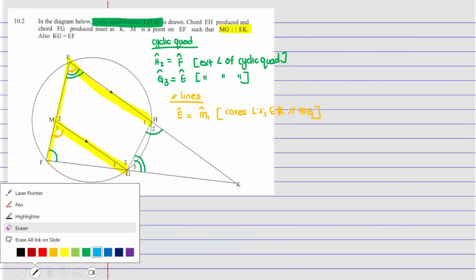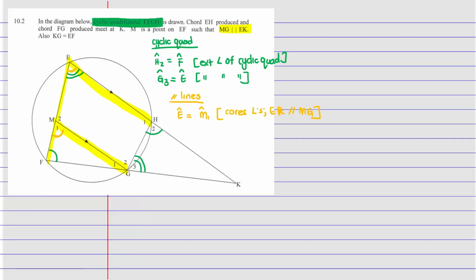Is H2 not equal to G2 because of alternative angles? Wait, H2. So you're saying isn't it H2 equals G2? Let me see. Oh no, it's not. And the reason is this. Yes, we can extend this line, right? Because that's the whole line. That's parallel. Does that make sense? We can extend that, but wait, I think you're right.